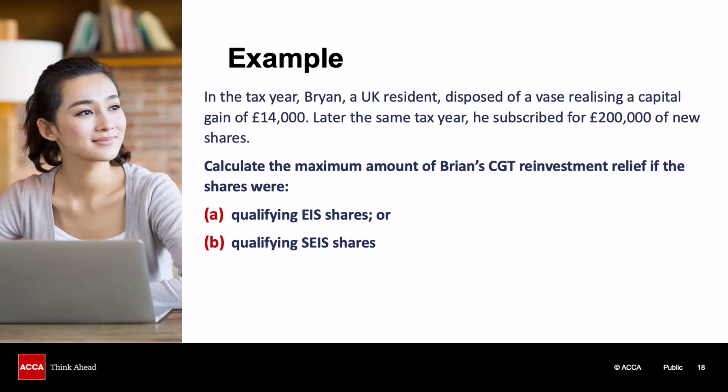Let's continue with an example of how we apply the CGT relief. So we've got Brian, a UK resident, who disposed of a vase and made a capital gain of £14,000. In the same tax year, he subscribed for £200,000 of new shares, and we're being asked to calculate the maximum amount of CGT reinvestment relief if the shares that he bought were qualifying EIS shares or SEIS shares.